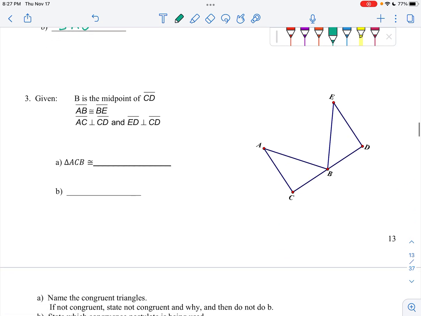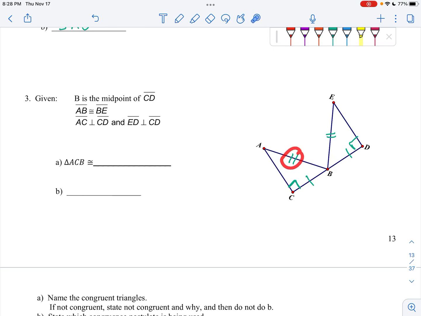Okay, now when we look at this one, I'm going to go ahead and label this information. It says B is the midpoint of CD, so these two segments have to be equal. It says that segment AB is equal to segment BE, so these two segments have to be equal. And then it says that AC is perpendicular to CD, so that means that's a right angle. And ED is perpendicular to CD, so this is a right angle.